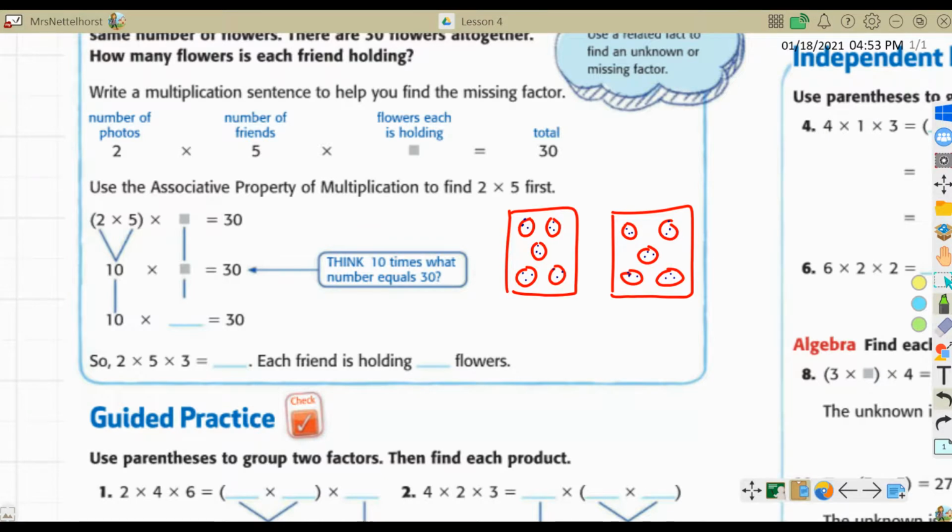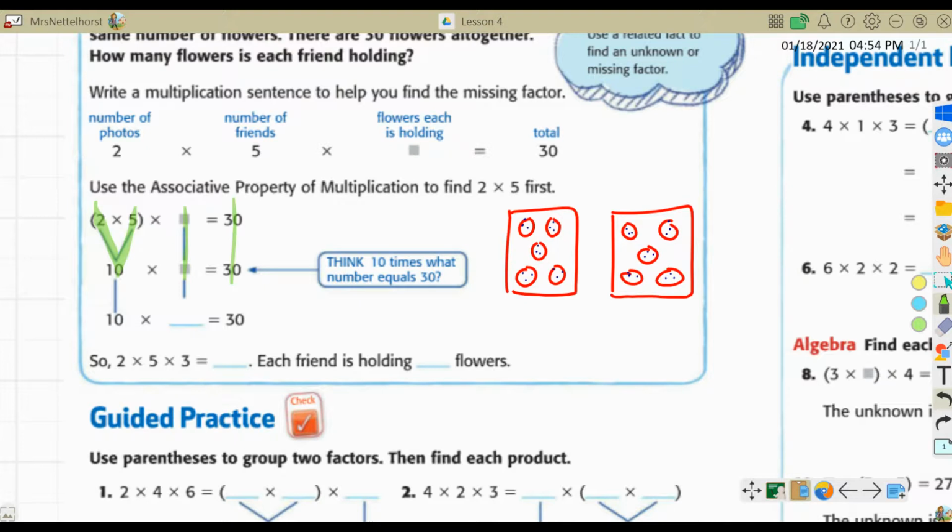And so first I'm going to group 2 times 5 because I have 2 photographs with 5 friends in it. I don't know what the unknown is, so I can't group with the unknown. So 2 times 5 is 10. I bring down my unknown. I also bring down is the same as 30. Remember, an equal sign means is the same as. So 2 groups of 5 times some number is the same as 30. Now 10 times some number is the same as 30.